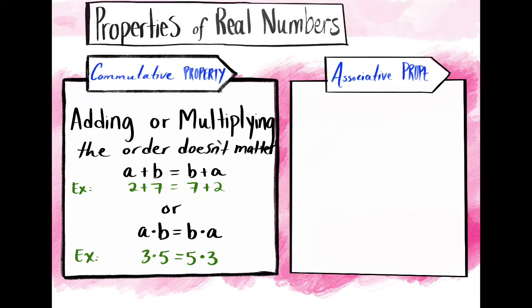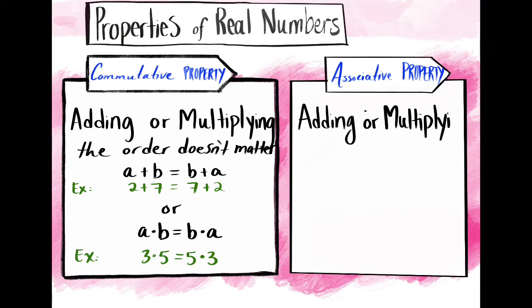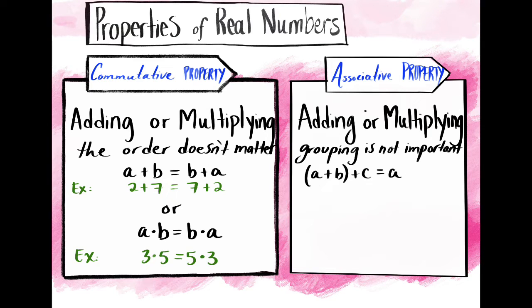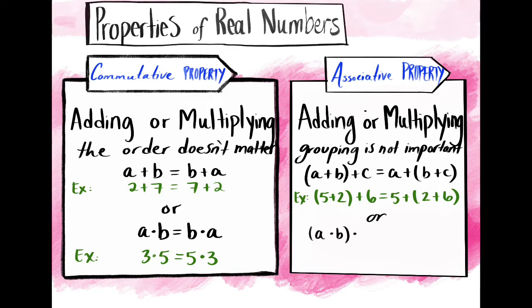The associative property is also for adding or multiplying only. And this one is saying that the grouping does not matter. That means you can group them in any order you want and you'll still get the same answer. So for example, if you add a plus b first, or if you add b plus c first, you're still going to get the same thing. So here, 5 plus 2, or if you do the 2 plus 6 first, it doesn't matter, you're going to add them all up together anyway.